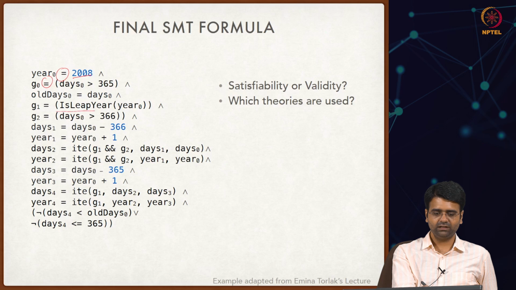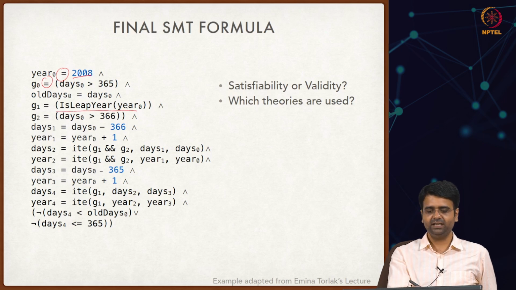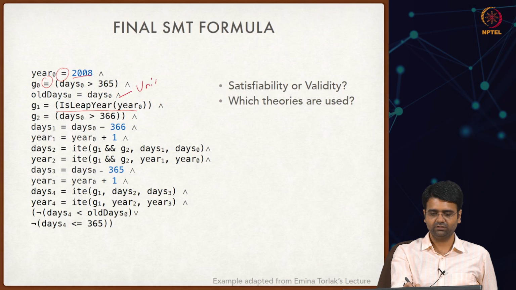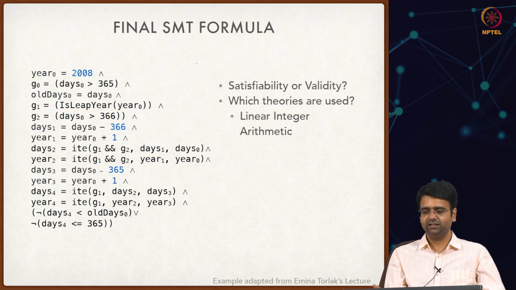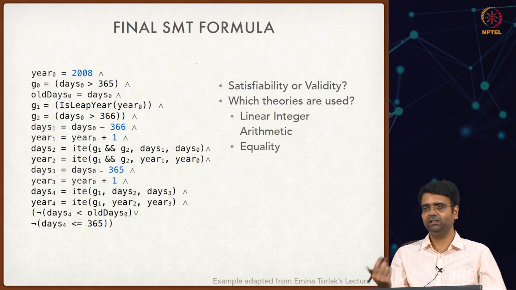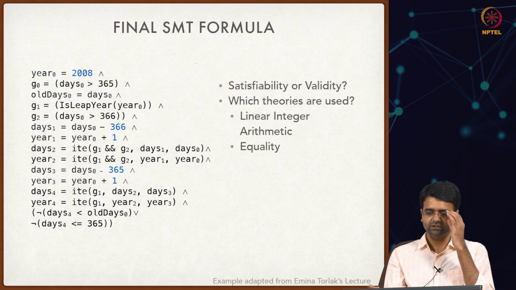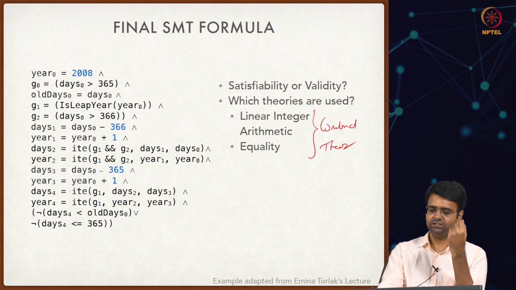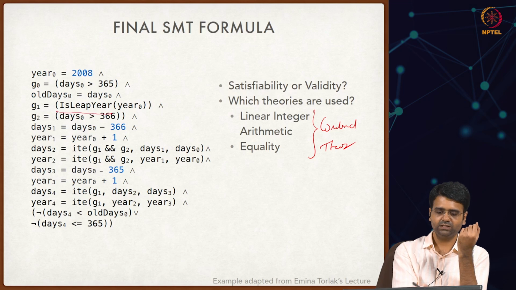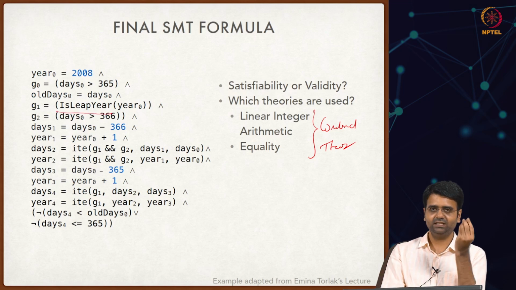But there is also this particular function, this is leap year 0. So is leap year is actually an uninterpreted function, because its implementation is not part of this particular formula. We do not know how is leap year actually works. So it is uninterpreted. So that is why this formula is in fact in the theory of integers, it is linear integer arithmetic, and in the theory of equality. So it is in the combined theory. So this is an example of a combined theory. So it is in a combination of the theory of linear integer arithmetic and the theory of equality because of the presence of this particular uninterpreted function, which is leap year.